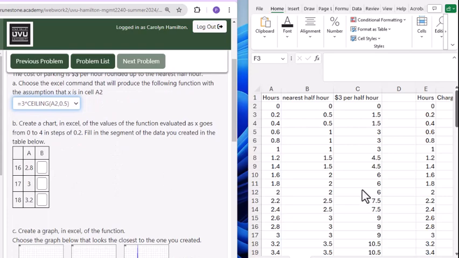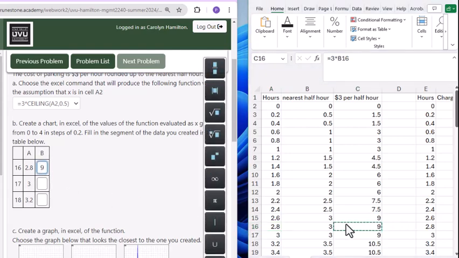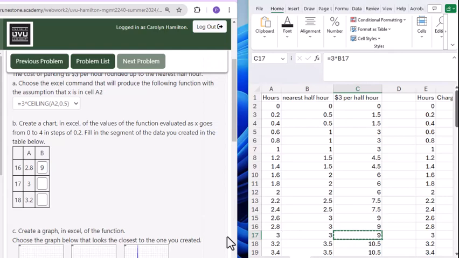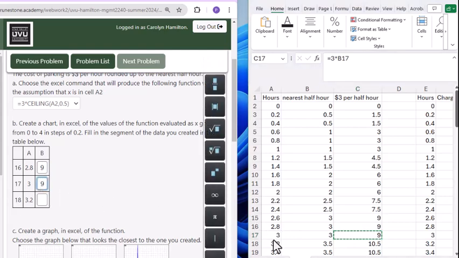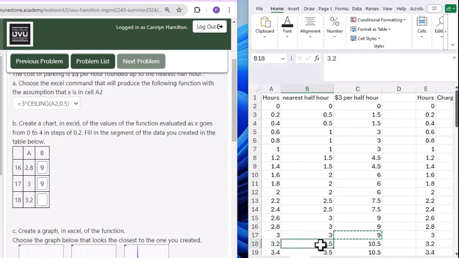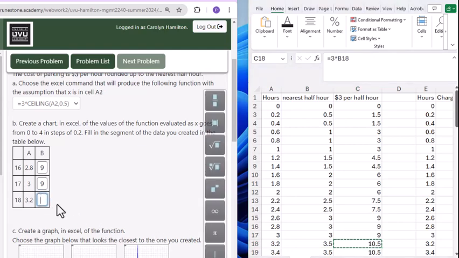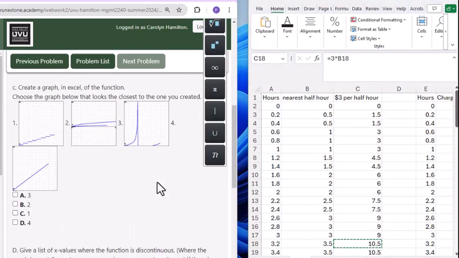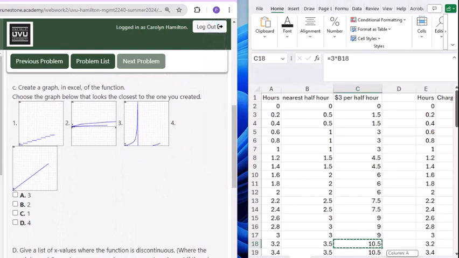Got it. Okay, 2.8. 2.8 pounds had a charge of $9. 3 pounds should also be $9. 3.2 pounds rounds up to 3.5 pounds. Cost is 10.5.